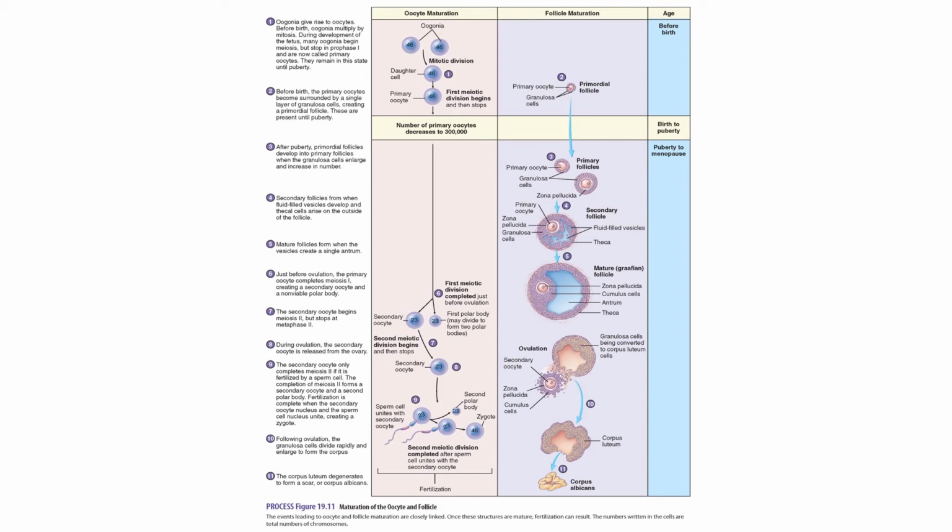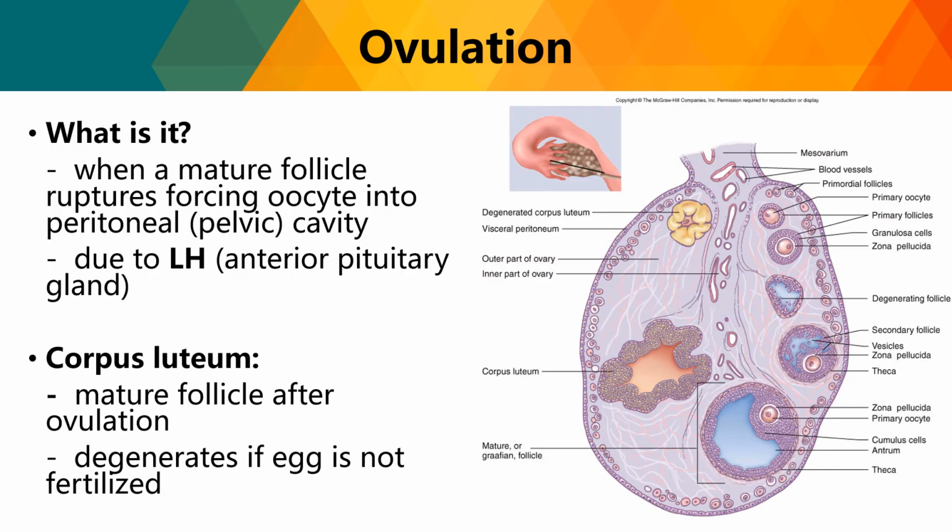So for the ovulation, this is when a mature follicle ruptures, forcing oocyte into the peritoneal or the pelvic cavity due to the luteinizing hormone that is secreted by the anterior pituitary gland. Okay, so the corpus luteum is a mature follicle after the ovulation and degenerates if the egg is not fertilized. So it will then become a corpus albicans. Kasi kapag ang egg na fertilize, it will become a zygote. Okay?